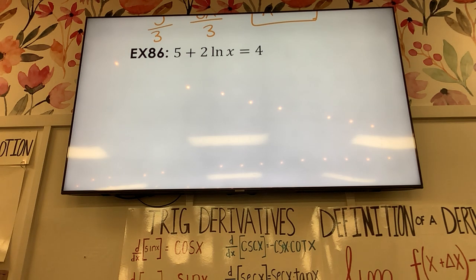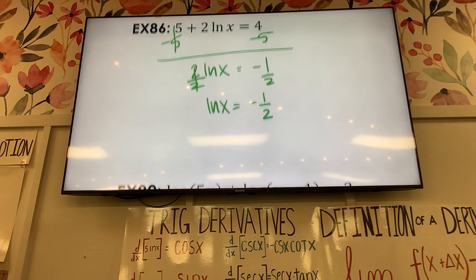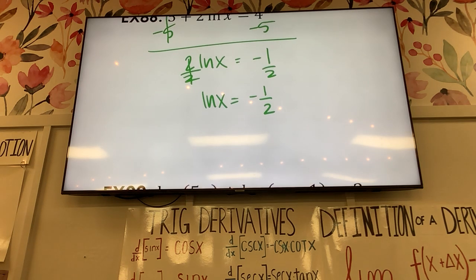All right, let's go to 86. What would you do first? Subtract the 5. So you get 2 ln of x equals negative 1. And then divide by 2. ln of x equals negative 1/2. Once you get your log by itself, we're going to go to exponential form. What's your base? e to the what? Negative 1/2 equals x.